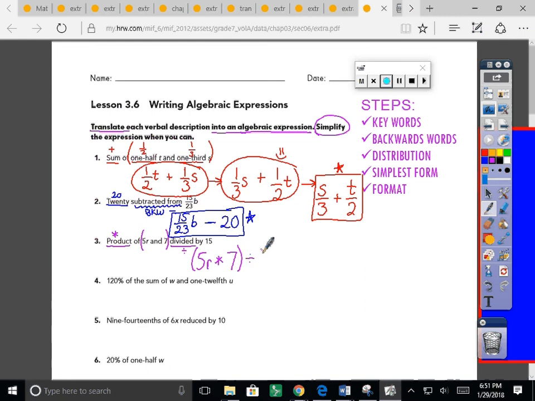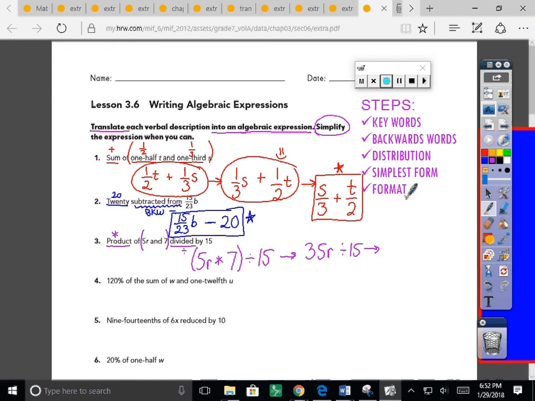It says divided by 15. Oh, that doesn't look terribly algebraic. In fact, I can clean things up a little bit. So simplest form, there might be something I can do to simplify. Oh yeah, 7 groups of 5r gets me 35 r's. And that would still be divided by 15. Hey, we were able to get rid of the parentheses, weren't we? That's simplifying for sure.